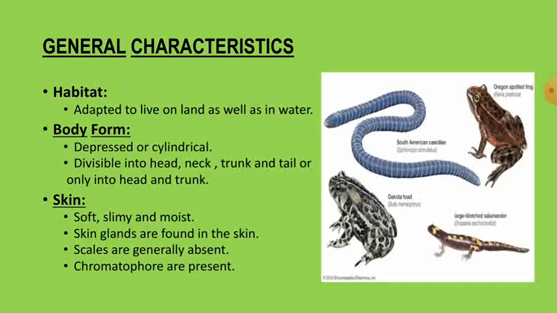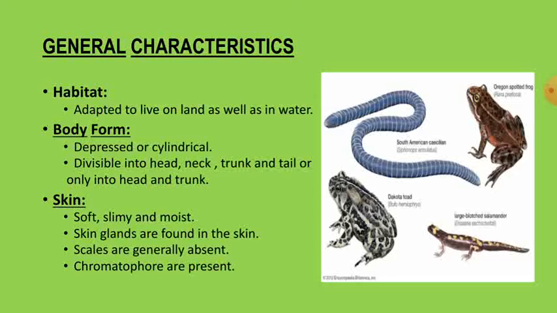Body varies considerably in form. It may be depressed or cylindrical, and the body is divisible into head, neck, trunk and tail in some forms, or only into head and trunk in some forms of amphibia. You can see here in the image the salamander, which looks like a lizard. Its body is divisible into head, neck, trunk and tail.